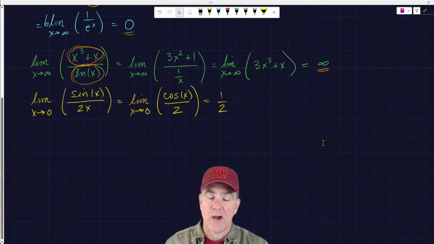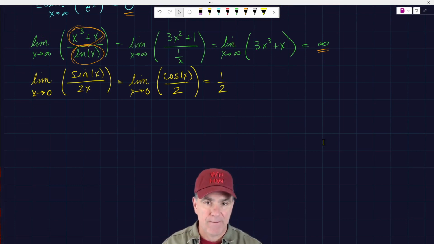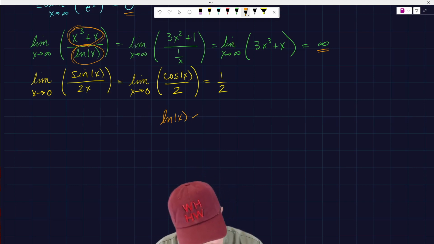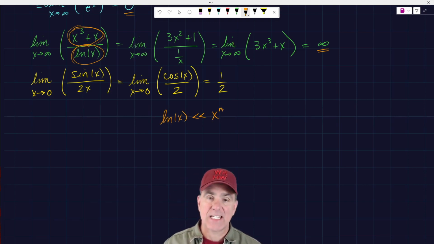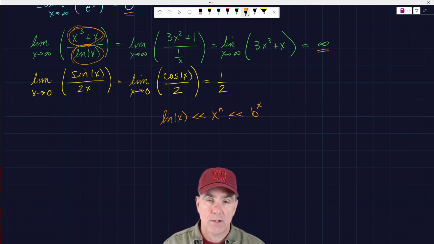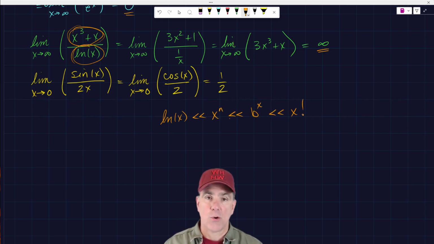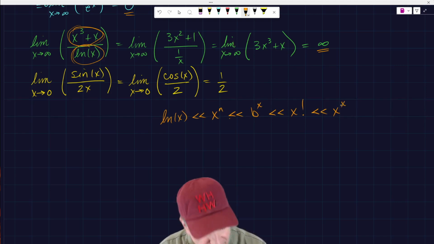So finally, let me just summarize something that's really important to keep in mind. There's a distinct ordering of the pace of functions. The natural log function is really slow. It is much, much slower than any polynomial. Any function that looks like x to the n is going to be faster. Polynomials are really slow compared to any kind of exponential function. Exponential functions are very slow compared to factorials. And factorials are very slow compared to the function x to the x.